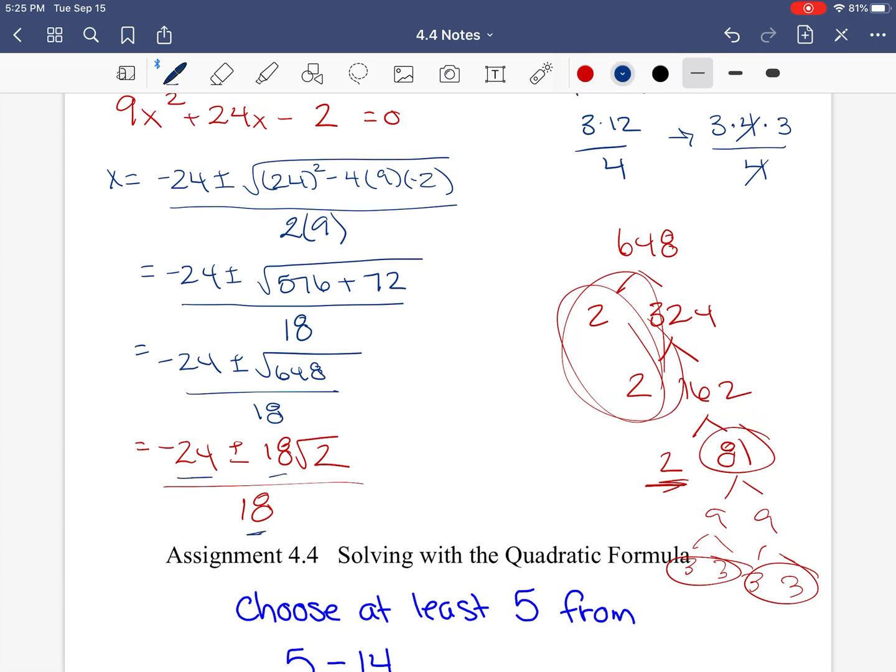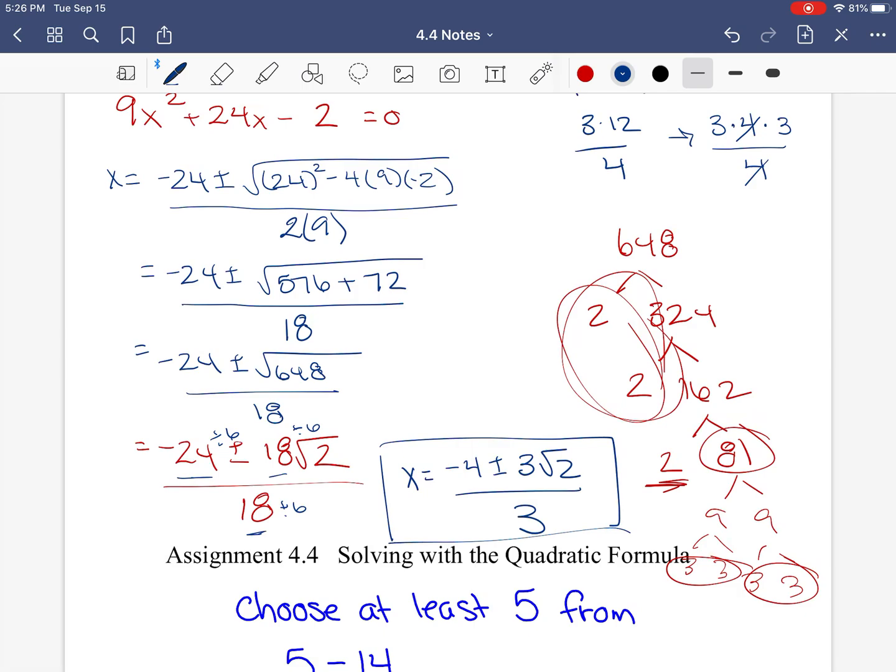Okay, so then last thing, we want to check all of our coefficients, see if we have common factors, and yep, we sure do. In this case, 6 is common to both, so I'm going to divide each coefficient by 6, and I'm going to get x is equal to negative 4 plus or minus 3 root 2 over 3. And that would be our final answer. The only difference with the quadratic formula between this and Foundations 20 is that we are leaving everything in exact values. We're never putting anything into decimals.